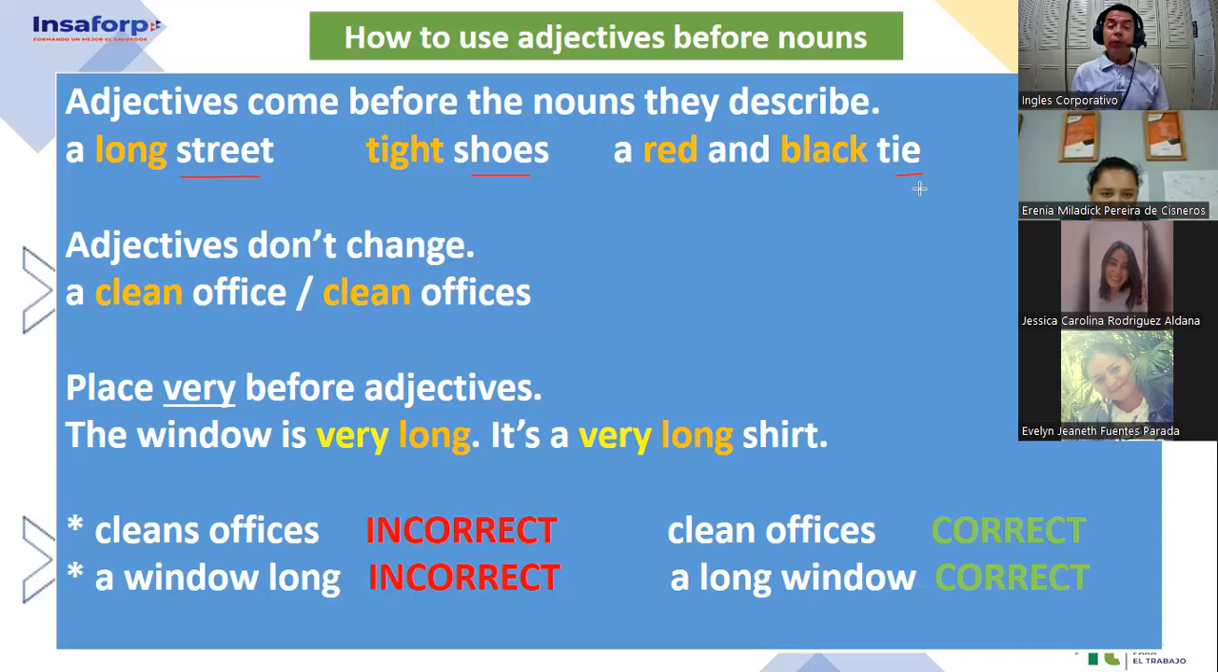Tight shoes. Notice that when I say a, it's singular. Only one street. But when you say tight shoes, you don't say a tight shoes. No. Because it's like you say in Spanish, un zapatos apretados. No, right? Okay. And you can use two adjectives, right? Or more. Here we have two, a red and black tie. Right, tie is the noun. Shoes and street are the nouns. And long, tight, red, and black are the adjectives, right?